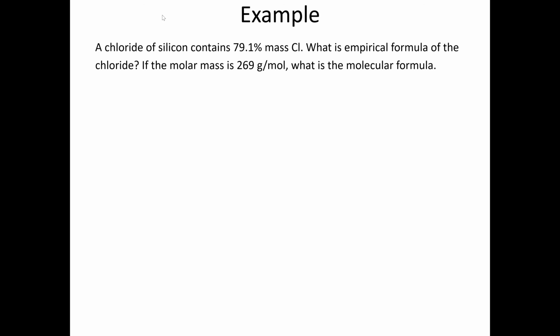In this example, we have a chloride of silicon that contains 79.1% mass of chloride. What is the empirical formula of the chloride if the molar mass is 269 grams per mole? What is the molecular formula? So this problem has two parts. First, we're going to calculate the empirical formula. Second, we're going to calculate the molecular formula.